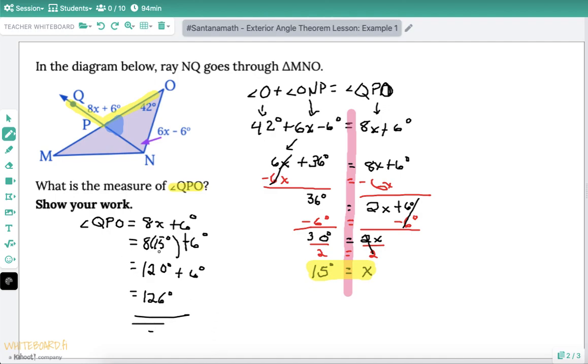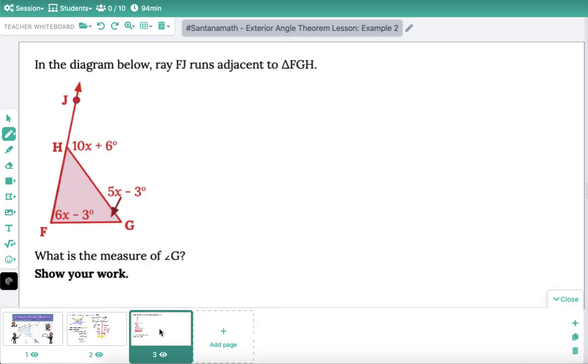Know that at this stage here, if you had just put this in the calculator, 8 times 15 plus 6, it would give you the final answer of 126. So you can do it that way, unless you're asked to show all the steps, then you do what I just showed you. All right. So example number 2, slightly different here.